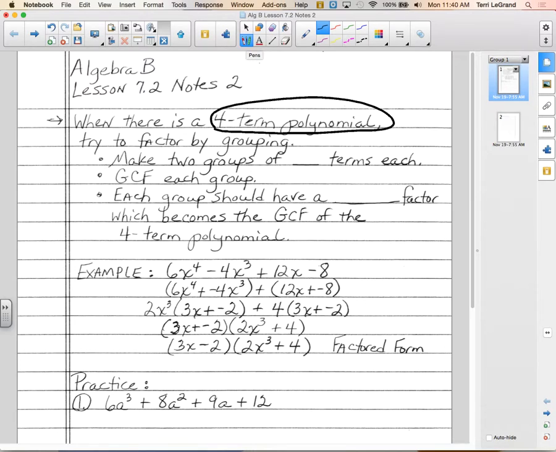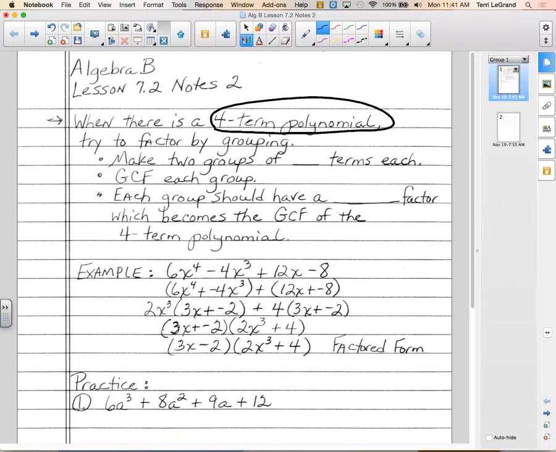In other words, this isn't always going to work. It's going to work now while you're learning. But when I start giving you polynomials and say, just factor them, and I don't give you any other help, I just say, I want you to get the factored name for this polynomial, if it's a four-term polynomial, this might be the way that will work for it. Okay, so that's what we're going to learn today.